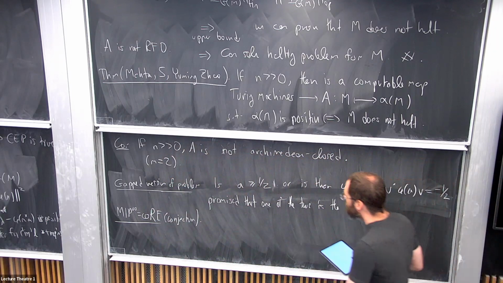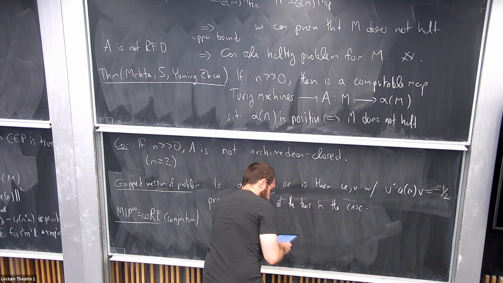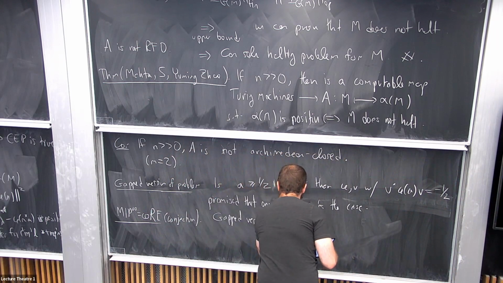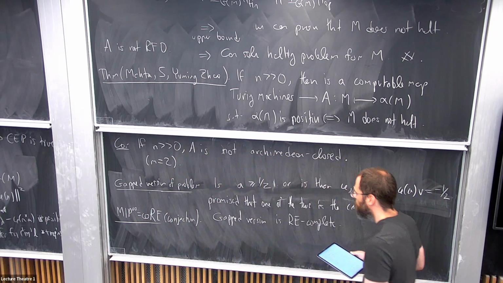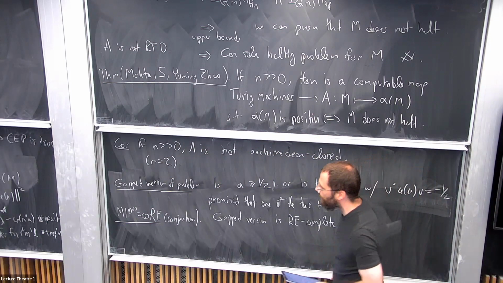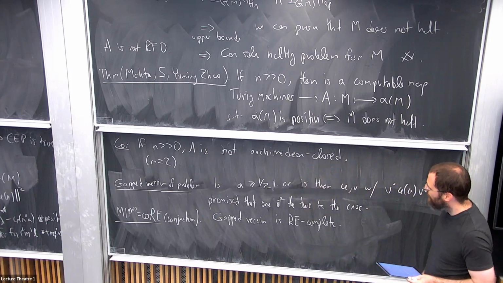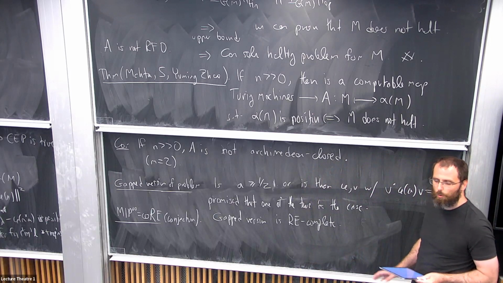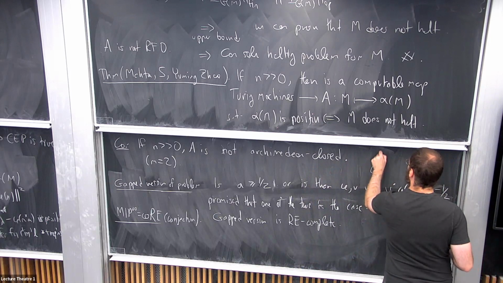So, what that amounts to is that this gap version is RE complete. RE complete means that it both contains RE, the halting problem in other words, and is contained inside it. It's no harder than the halting problem. So we should say that this is a subset of RE.